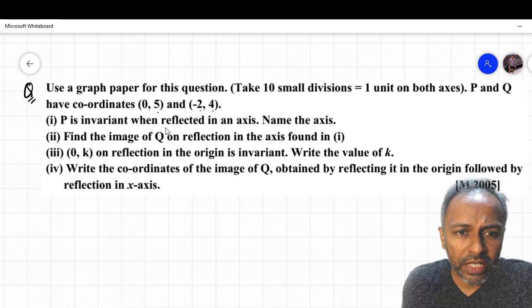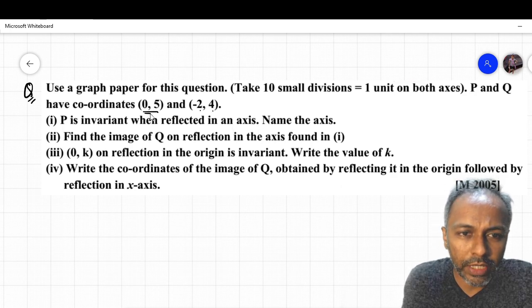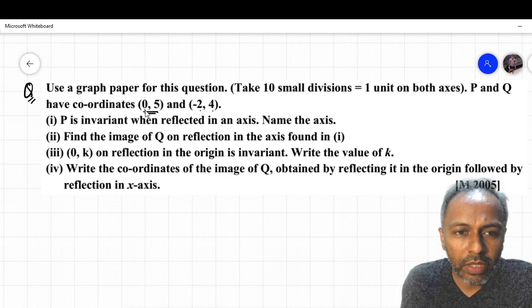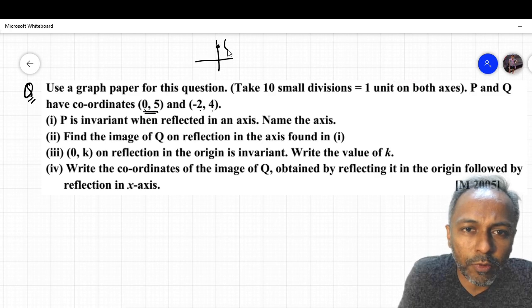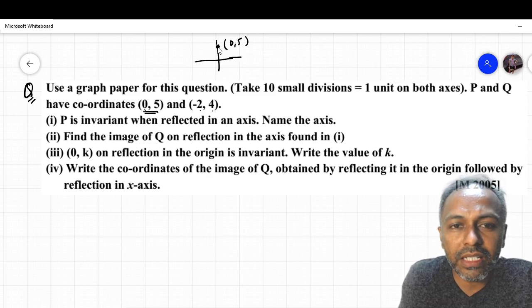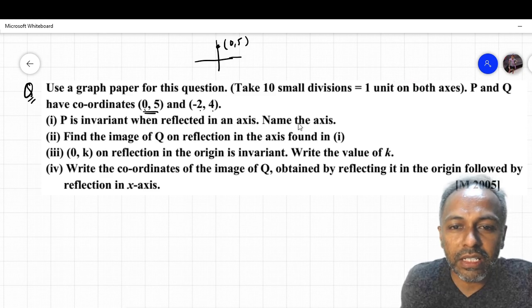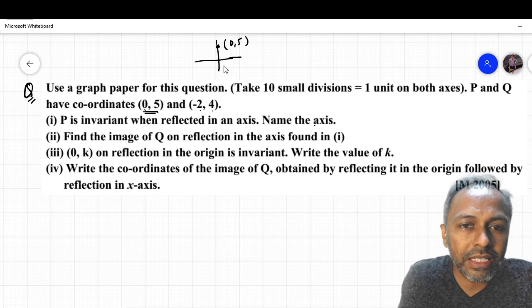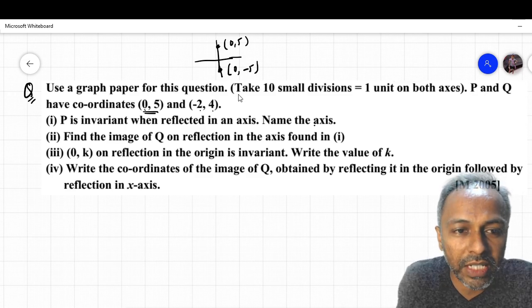First question, P is invariant when reflected in an axis. Name the axis. Now this is P's coordinate. Because its x coordinate is 0, just for a rough explanation, this must be the point (0, 5). Now where will it remain invariant? If you get it reflected about the y-axis, it has got nowhere to go. So where is this point invariant? It is about which axis? Y-axis. If you are thinking about the x-axis, then you will get a reflection of (0, -5).